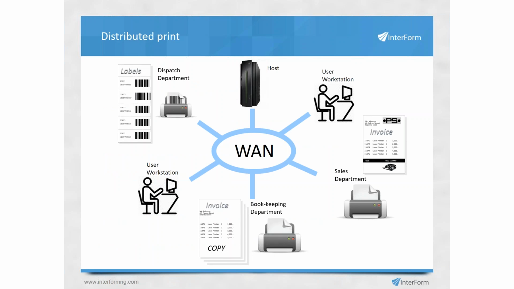So as Rick showed earlier on, you start off with information coming from the host, but you can send information directly to a user workstation. The sales department may get an invoice that looks one way versus the accounting department that gets one that's slightly different. It could be that we extract the items off of that and just generate labels. So you can actually break things down based on a single form to do different things for different people.